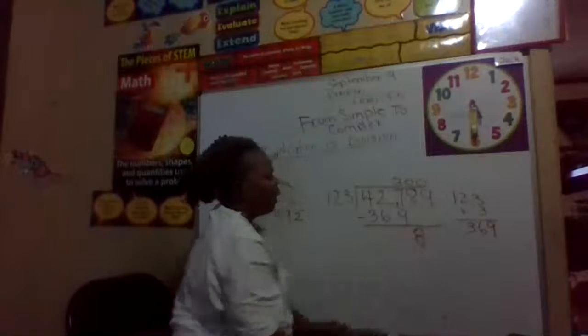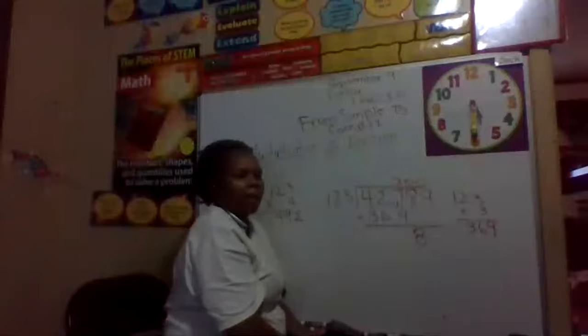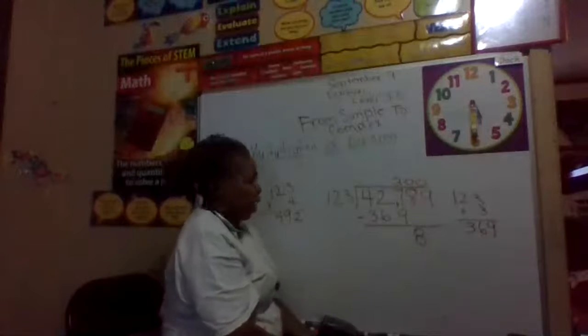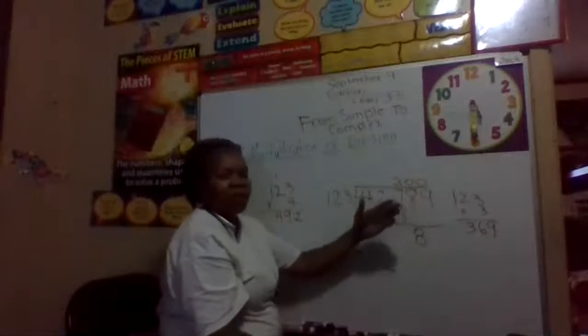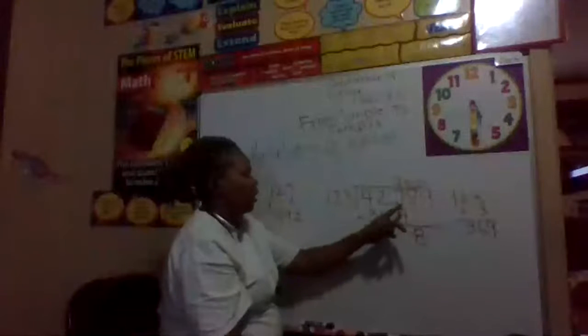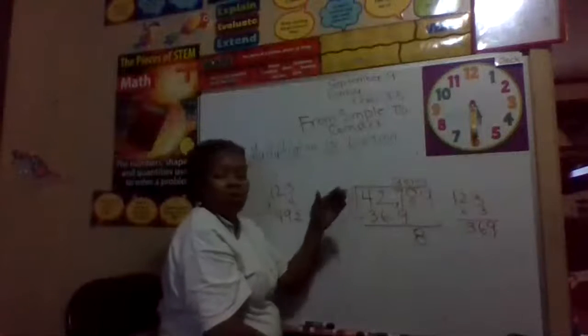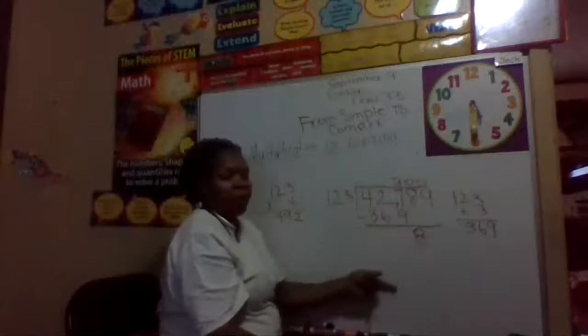Wait a minute. We have a 9 over there. Why can't we bring down the 9 too? You never bring down more than one number. You only bring down one number at a time, because we're thinking about place value. Ones, tens, hundreds, thousands, 10,000. So one number at a time is what you bring down.